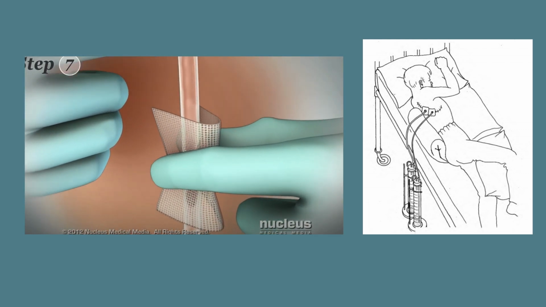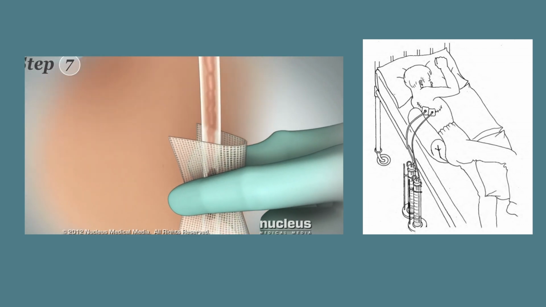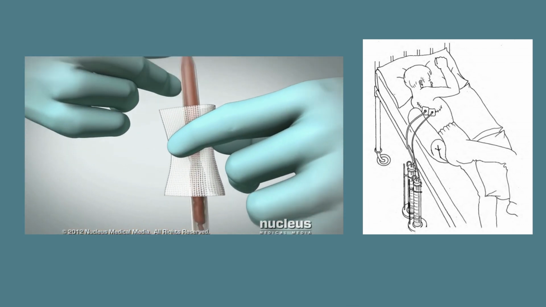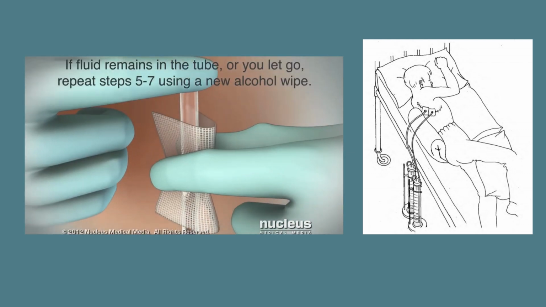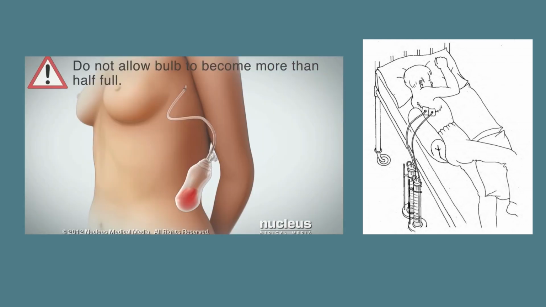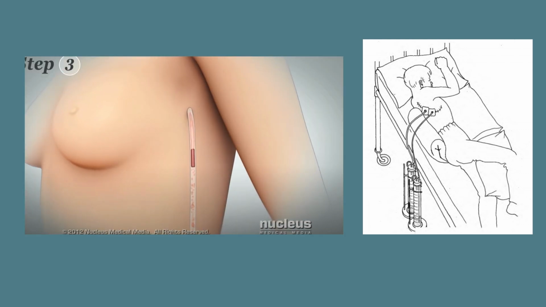Step 7. Slide your pinched fingers along the tube to force any fluid out of the tube and into the bulb. You may need to repeat steps 5 through 7 several times to clear the tube. Try not to let go of the tube between steps. If fluid remains in the tube or you accidentally let go, repeat steps 5 through 7 using a new alcohol wipe. Do not allow the bulb to become more than half full. Look for clots or blockages.